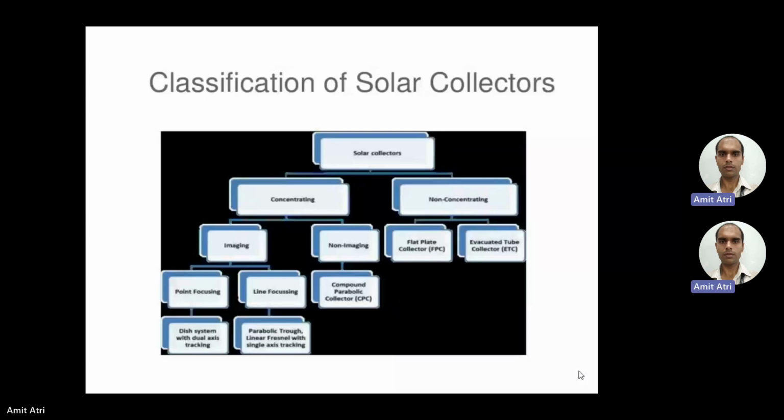So here is the briefing: solar collectors, concentrating and non-concentrating. In concentrating, further imaging, non-imaging, further in imaging, point focus, line focus. Then in non-imaging, there are compound parabolic collectors. And under point focus, there is dish system with dual axis tracking. In line focusing, there is parabolic trough, linear Fresnel with single axis tracking. And on the other side, non-concentrating type, they are flat plate collectors and evacuated tube collectors.